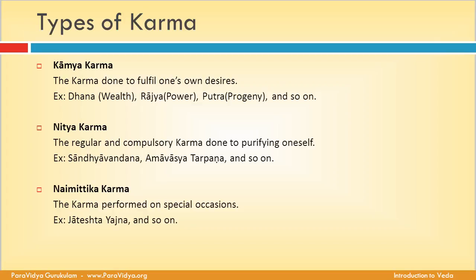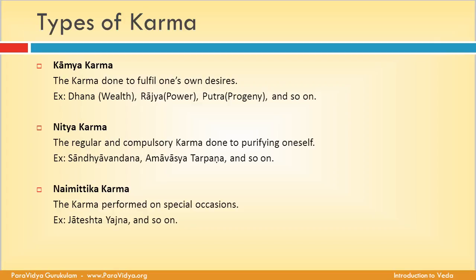Kamya karma. The karma done to fulfill one's own desire. Example, dhana, which is wealth, rajya, that's power, putra, progeny, and so on. Nitya karma. The regular and compulsory karma done to purify oneself. Example, Sandhya Vandana, Amavasya Tarpana, and so on.